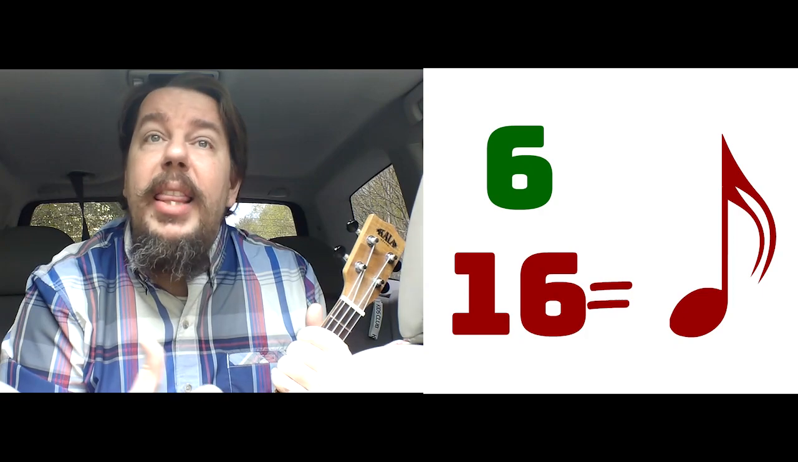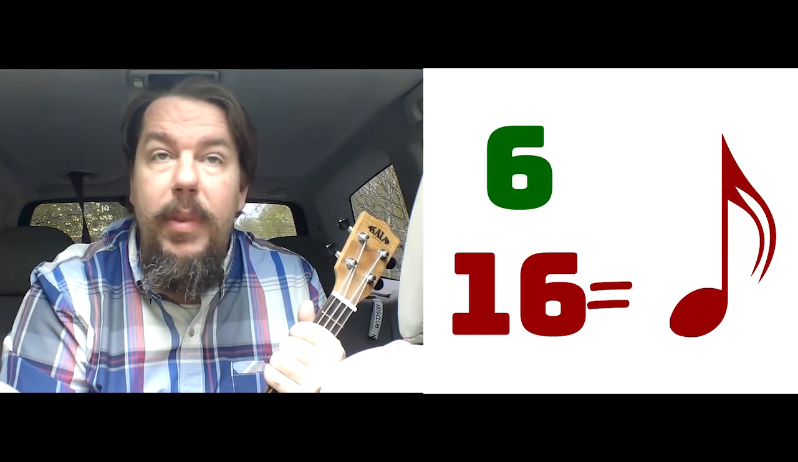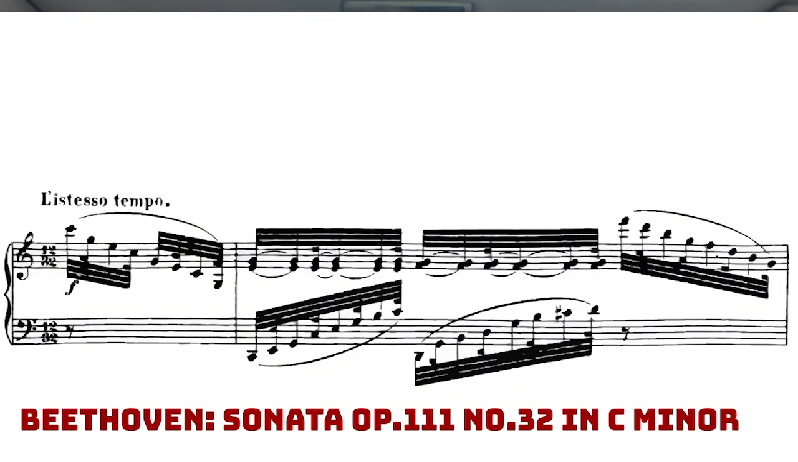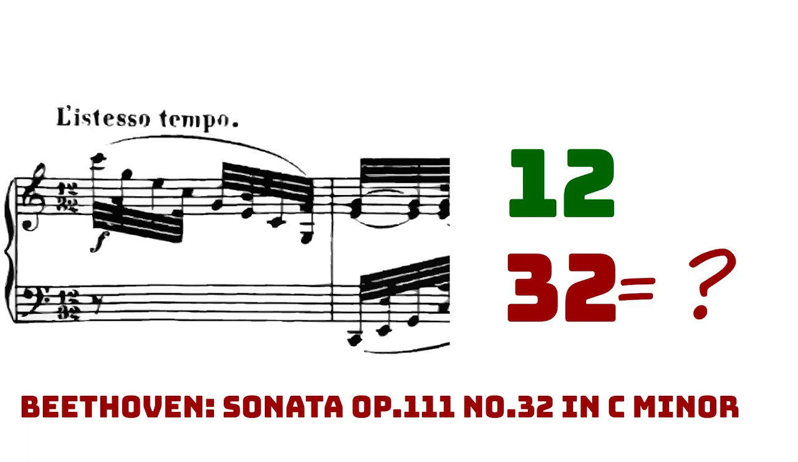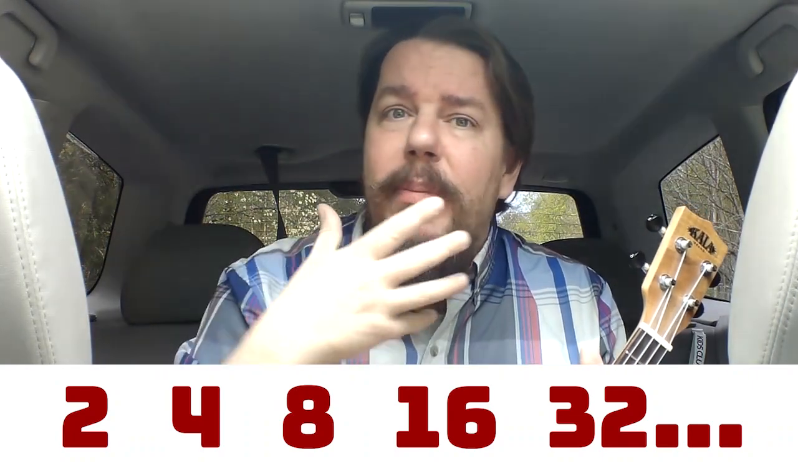There are a few other numbers that we could use that we rarely ever see. We could also have a 16 at the bottom. That would mean that our 16th notes get the beat. Or in the most rare cases, I believe there's a piece by Beethoven that uses this, but I've hardly ever seen it, the number 32. There could be 32 at the bottom. What do you think 32 would represent? Anyone out there? The 32nd note. Now, you may notice a pattern in this. 2, 4, 8, 16, 32.